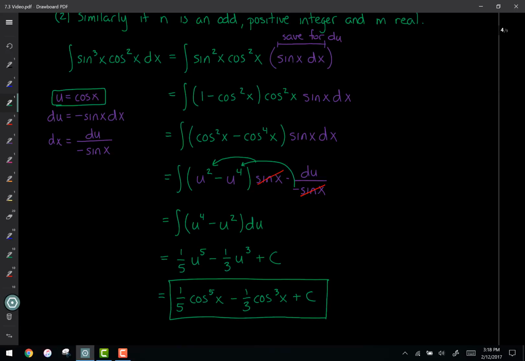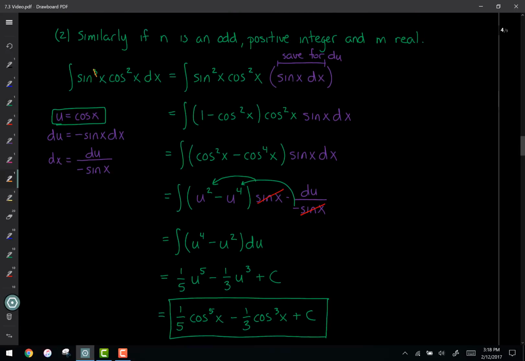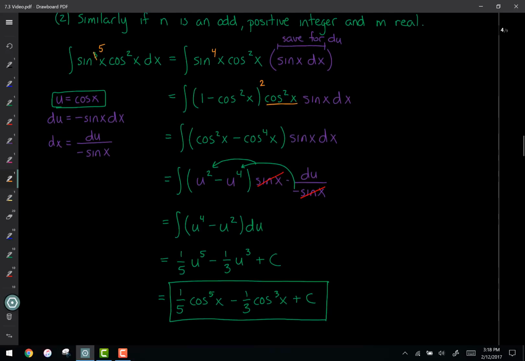Okay, this process would be identical if instead of sine cubed, we had sine to the fifth. So I'd still peel a sine off. So now this is sine to the fourth. And you're going to write one of those sine squareds as a 1 minus cosine squared. But we have a squared here. Okay, so before distributing this cosine squared x, you'd have to expand out the 1 minus cosine squared x squared. Okay, then distribute. So the process is identical. It just gets a little bit longer the bigger that odd power is.